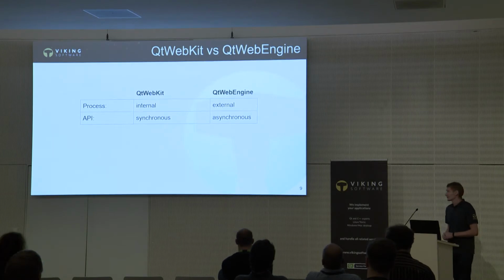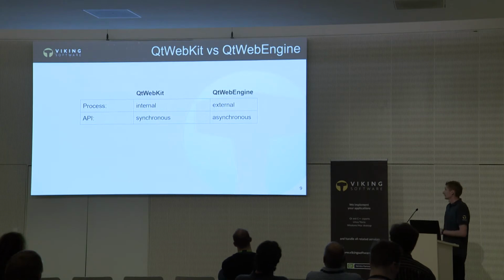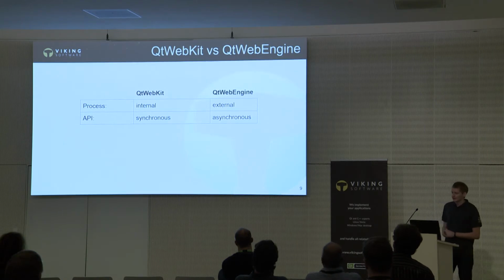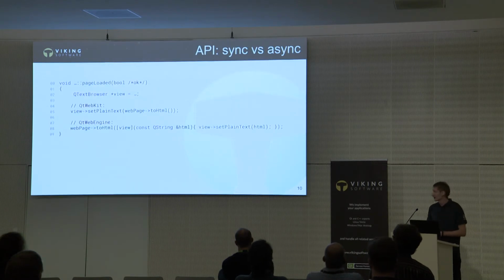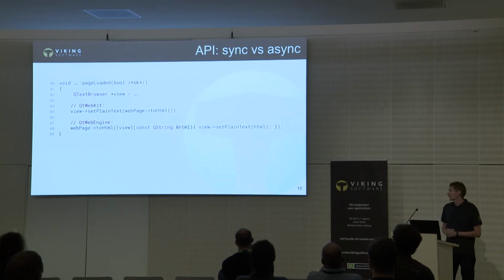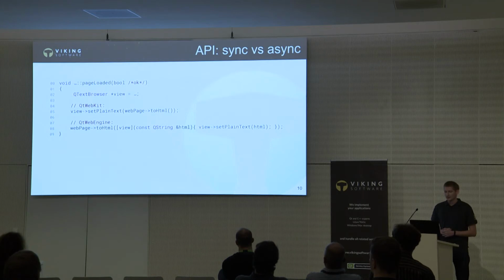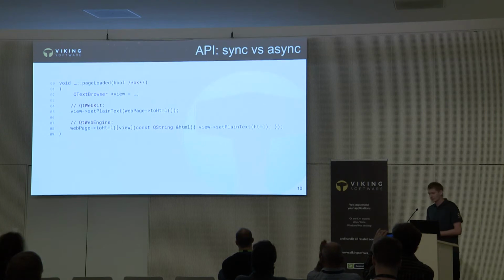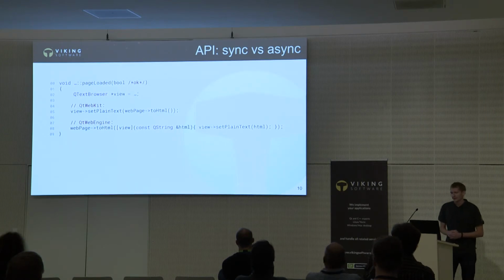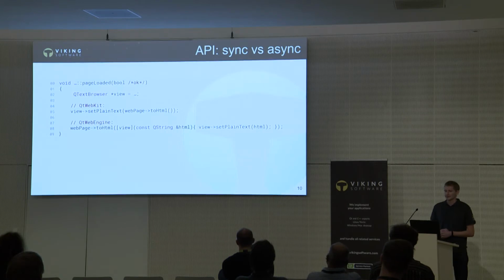The next big difference is a result of this multi-process design: synchronous versus asynchronous API. Obviously, it's not a problem to provide a synchronous API in WebKit, but in WebEngine, we have to use a callback-based API and pass pointers to callbacks. It could be functors or lambdas or whatever we want. And that's a normal way to, say, get the HTML of a downloaded document or to run JavaScript and so on.